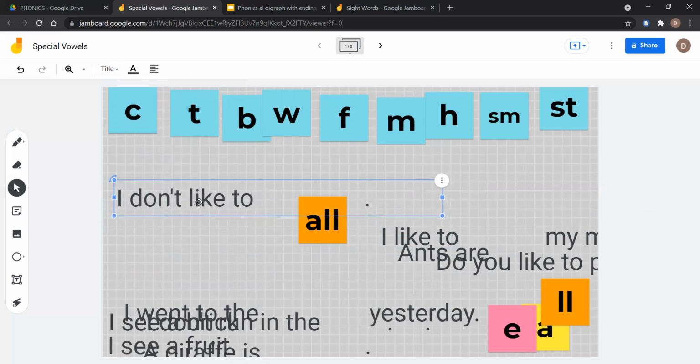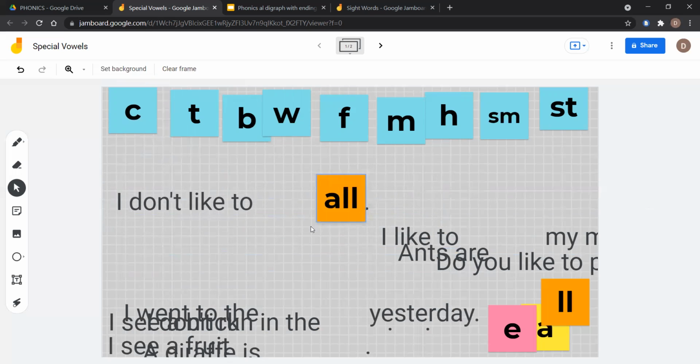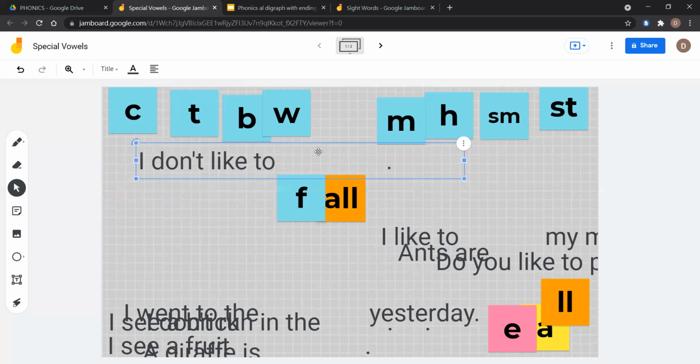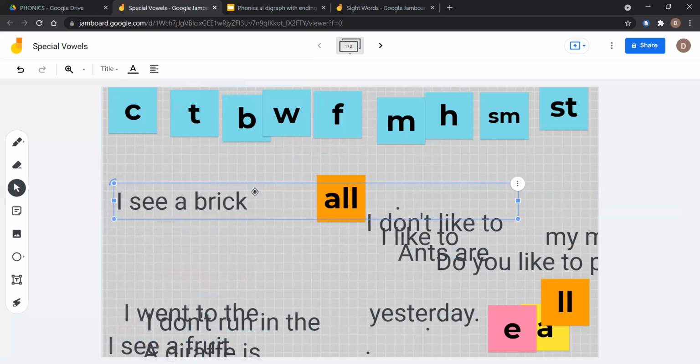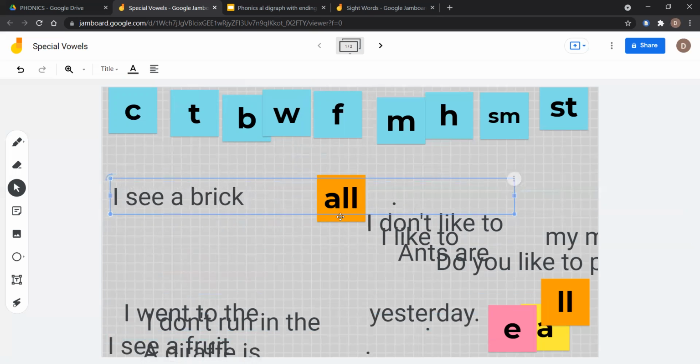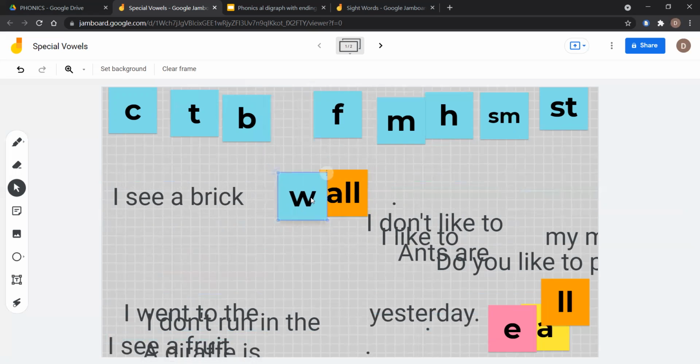Let's see if you can remember in class, okay? Okay. I don't like to 跌倒. I don't like to 跌倒. I don't like to... fall. I don't like to fall. Very good. I don't like to fall. Okay. That's done. Let's see what we have next. I see a brick 砖块的墙壁. I see a brick wall. Did you guess wall? Very good. I see a brick wall. Okay, good job.